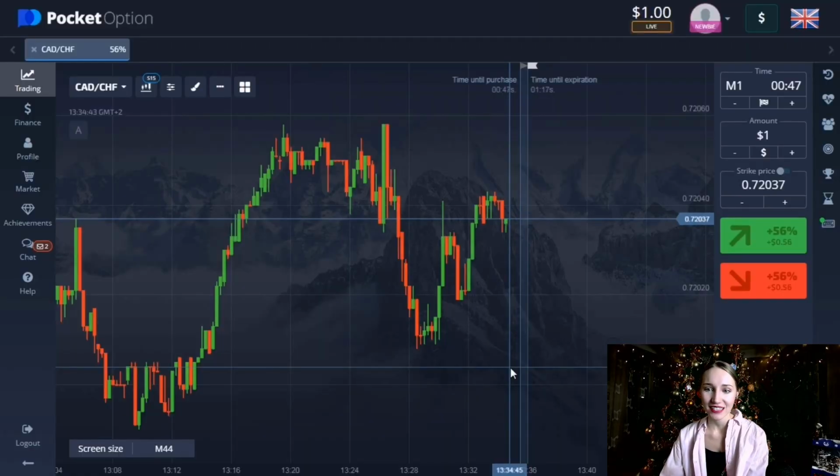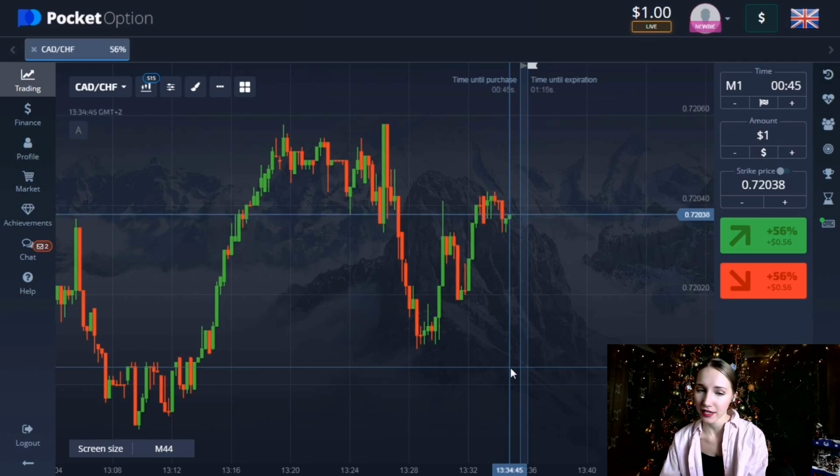Hi everyone, today we will be trading with the MACD indicator. You know that this indicator is used to check the power and direction of the trend, and also to determine the pivot points. This is a technical analysis indicator, so we need to use it only with technical analysis.